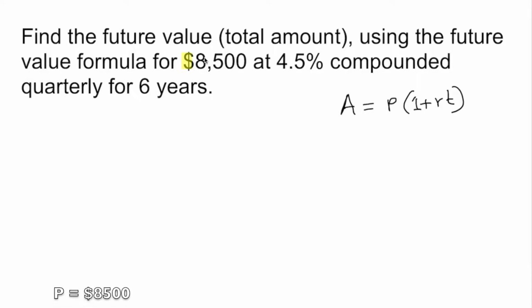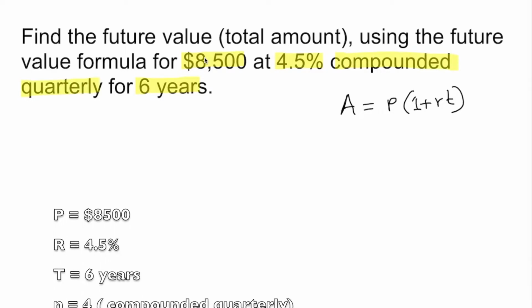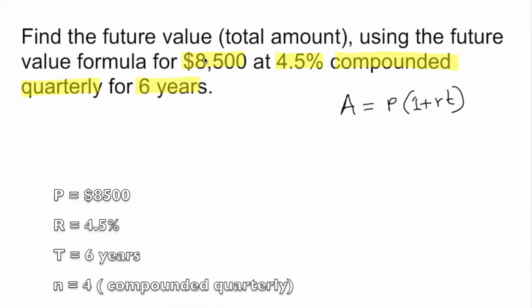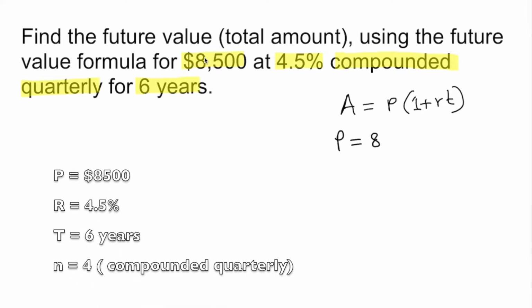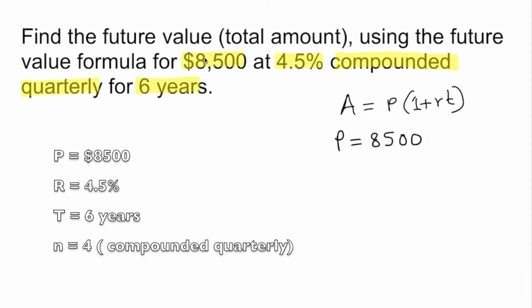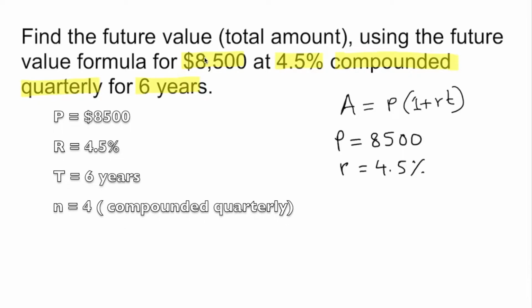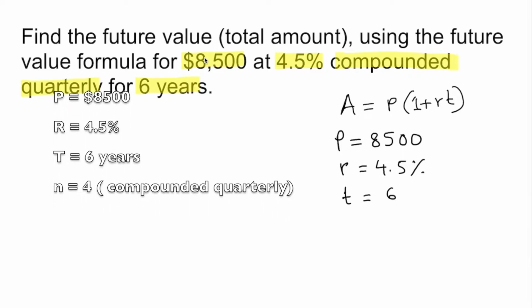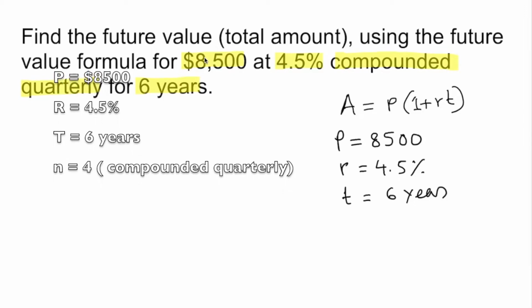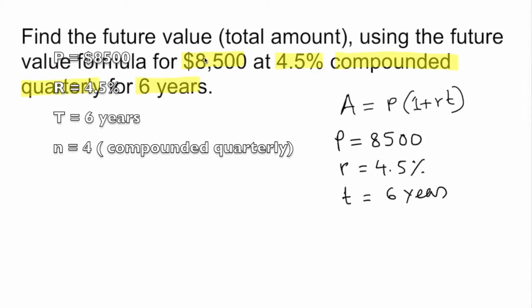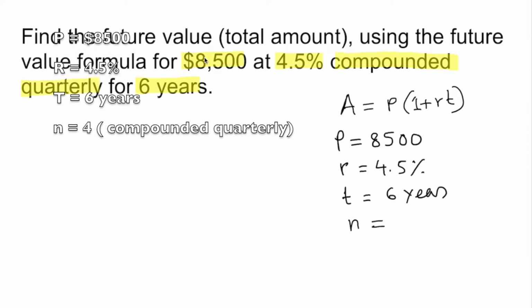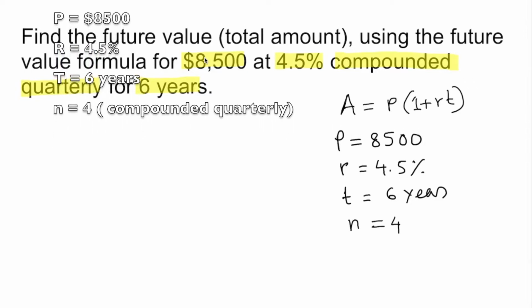So this is the principal down here, and this is the rate, and that's the year, and one extra thing is given here. It says compounded quarterly. So what we have so far: P is equal to 8,500, and we do have a rate which is 4.5%, and a time, t, which is 6 years. Also, there is one extra thing, compounded quarterly. So in this case, periodically, n is equal to 4.